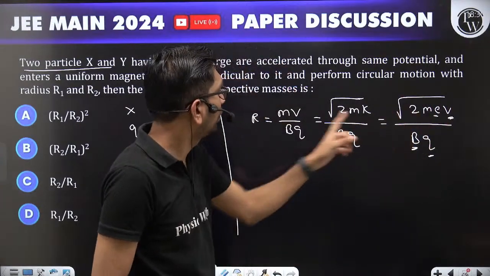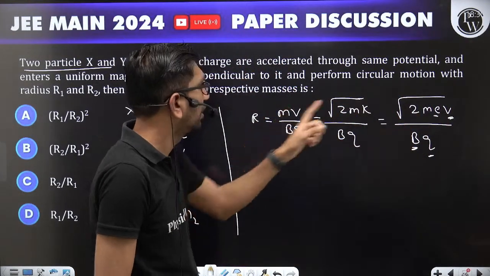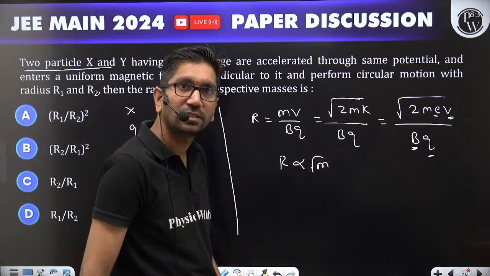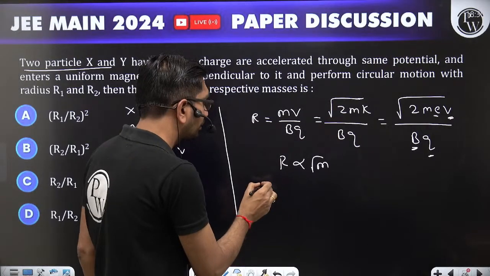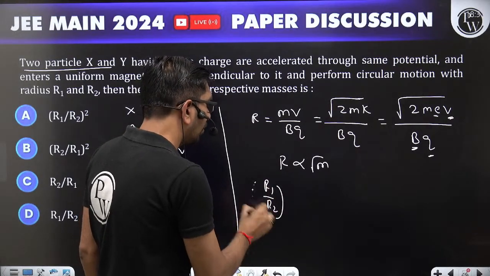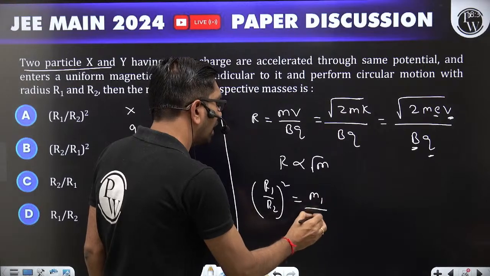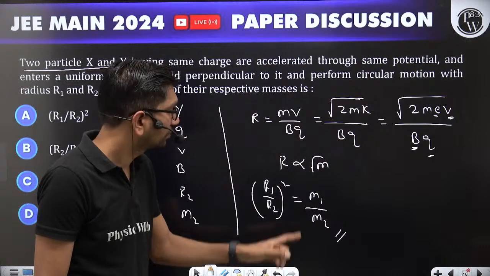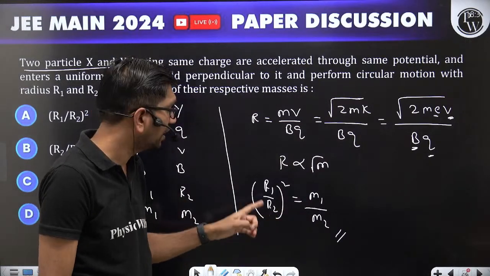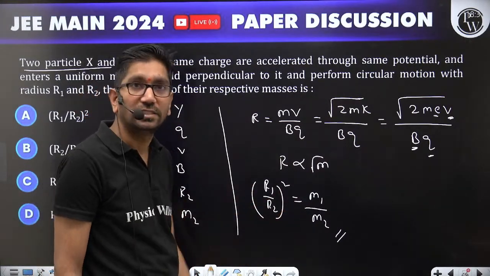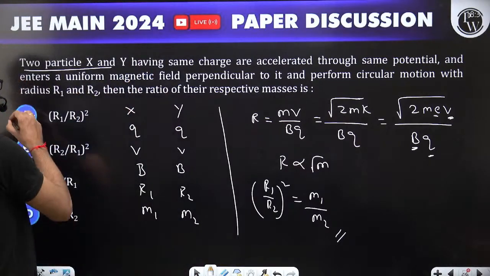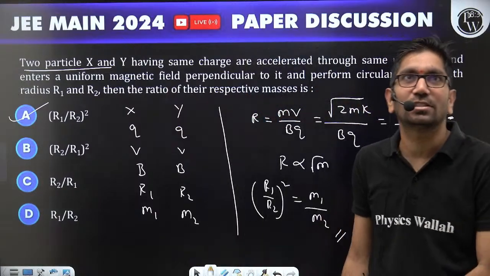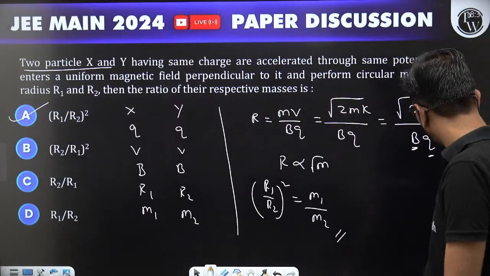Okay. Now, what is the relationship we got? R is directly proportional to root m. Okay, what do you get, beta? R1 by R2 whole square is equal to M1 by M2. Am I right? Squaring on both sides. So finally M1 by M2 equals R1 by R2 whole square. Is it clear? Option A is the final answer. It was a relationship based question. Okay, so let us move toward the next question now.